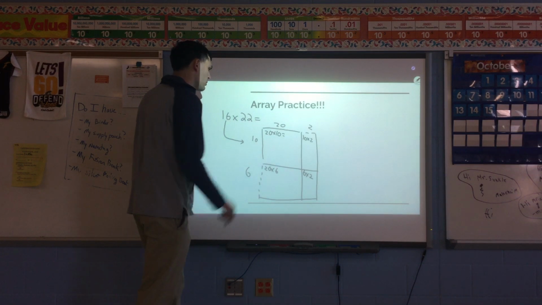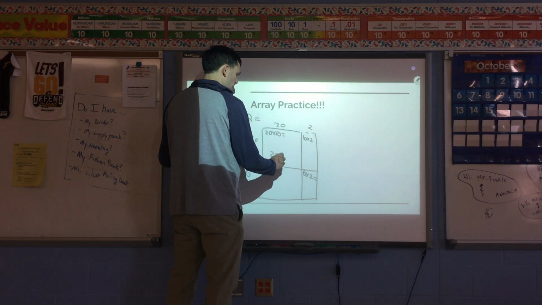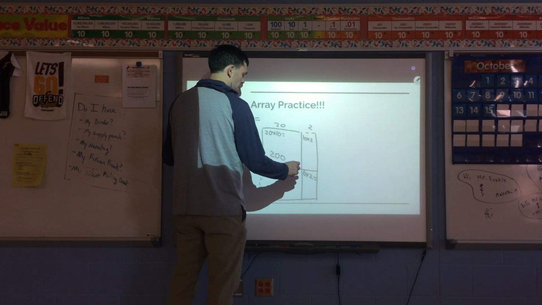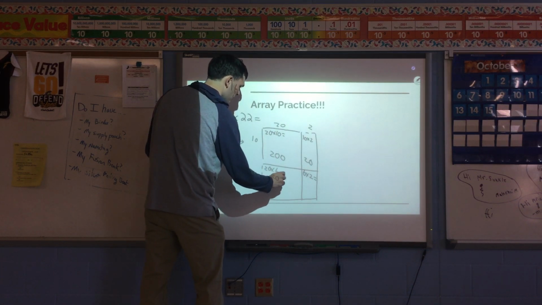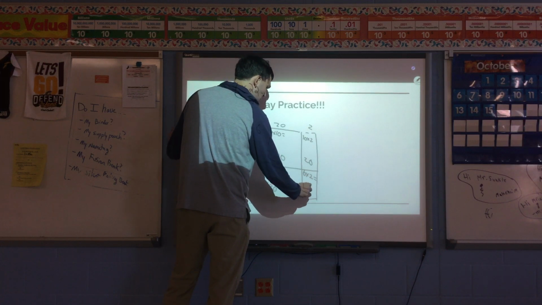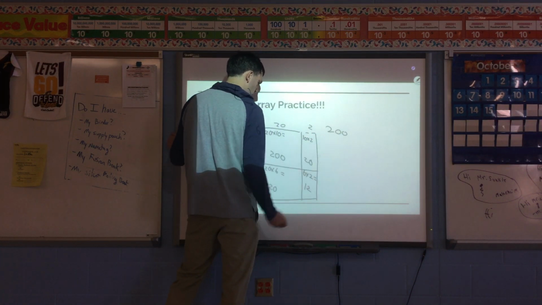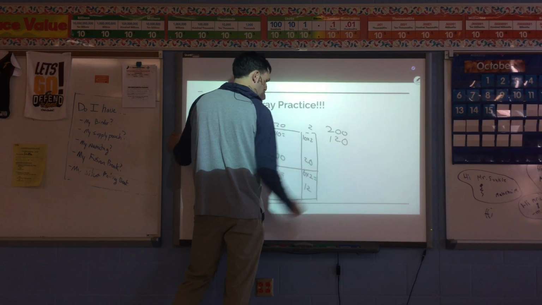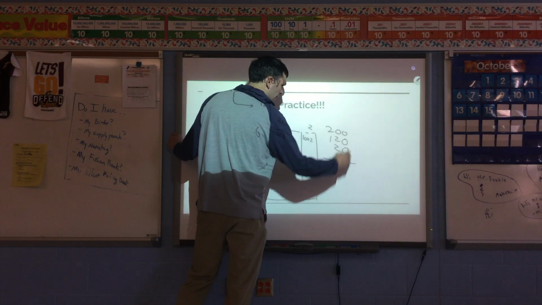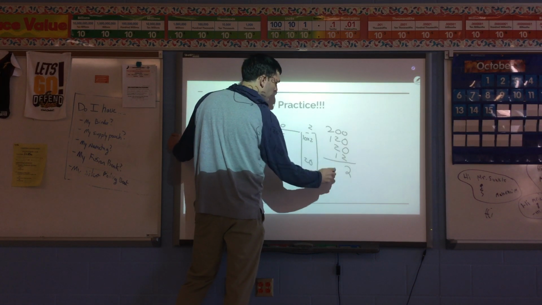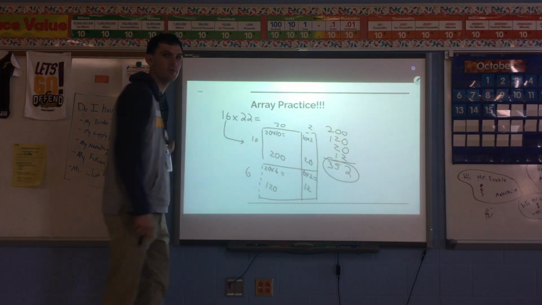And now we're going to solve this. 20 times 10 is 200. 2 times 10 is 20. 20 times 6 is 120. And then 6 times 2 is 12. Now we'll add these numbers up: 200, 120, 20, and 12. And we're going to add these up. 2, 5, 3. And the correct answer is 352.